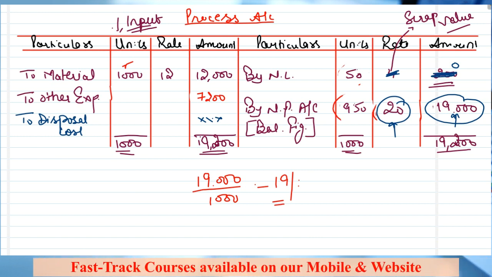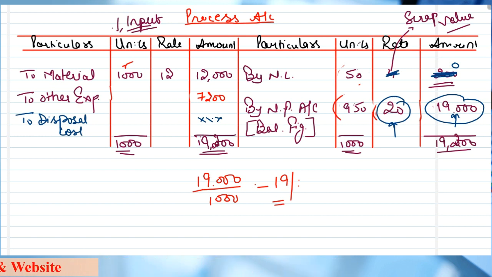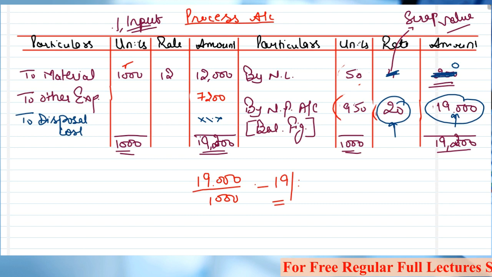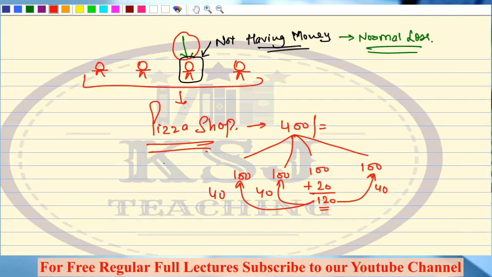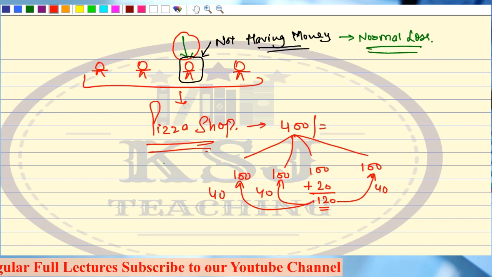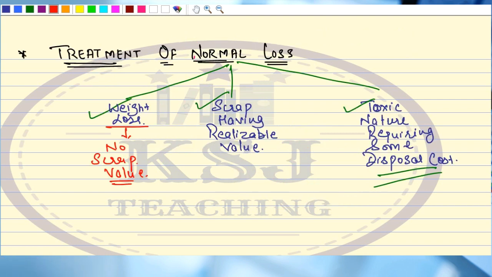So this is about the normal loss. If it is in the form of a weight loss, or it is in the form of a scrap having the realizable value, or it is in toxic nature requiring the disposal cost. Okay. Basically what will happen is that, sir, the cost is to be borne by the good units. So I have taken all the 3 scenarios, right? We are done with all the 3 scenarios. This is all about the normal loss.